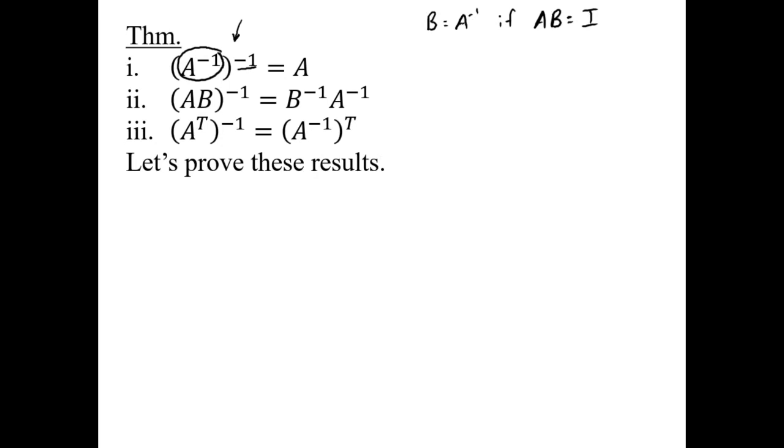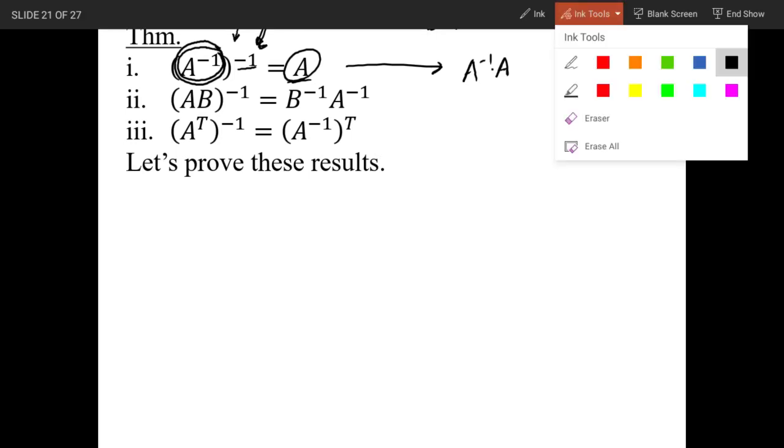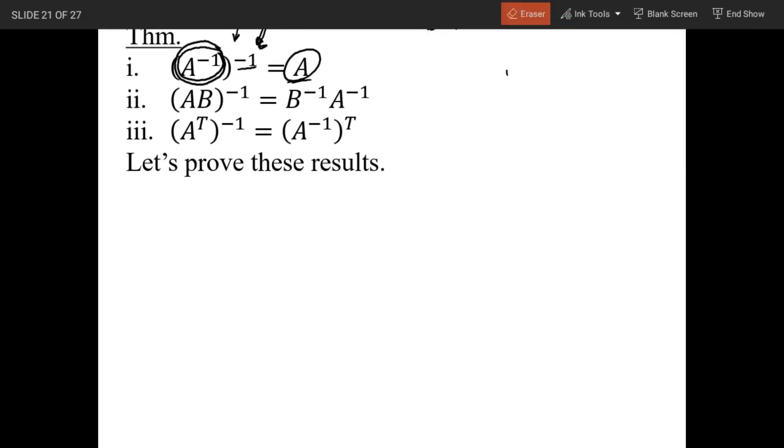Okay, what does that mean? I'm going to take this matrix A inverse, and this tells me that if I multiply it by A, if I take this matrix that it's equal to, I should get the identity matrix. That was really confusing. Let me see if I can do better than that. Let's try that again.